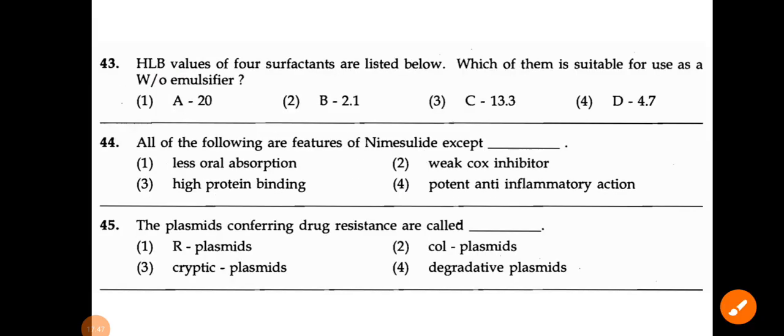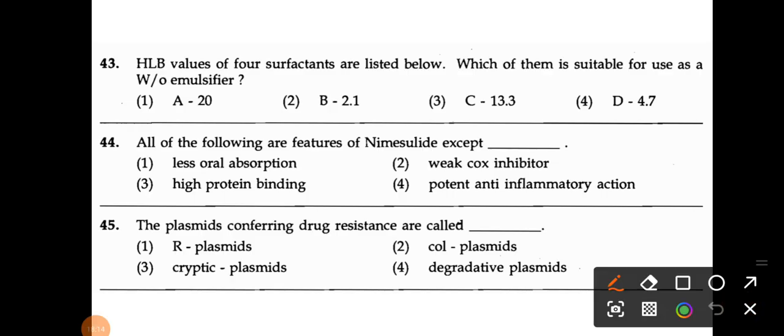Next one, HLB values of 4 surfactants are listed below. Which of them are suitable for the W/O emulsifier? First is 20, then 2.1, then 13.3, then 4.7. So what is the correct answer here? For W/O emulsifier, the HLB range is given like 5 to 7 or something like that. So that's why option D, 4.7, is the answer.